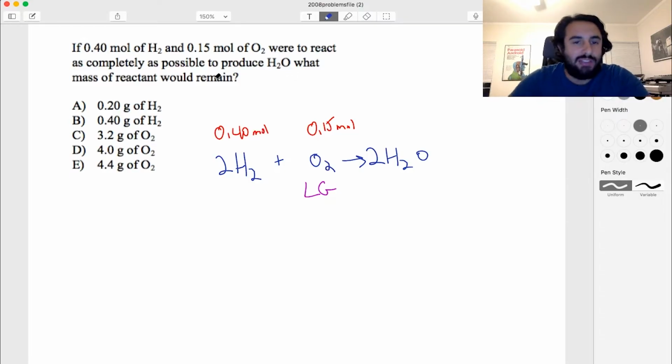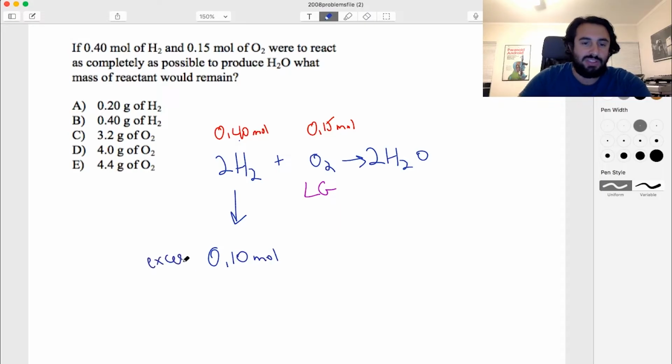So, what mass of reactant would remain? No oxygen, because that's the limiting reagent, so it goes to completion. But if 0.3 reacts, we start with 0.4 and use up 0.3 to react with oxygen, we're going to be left with 0.1 moles. This is the excess reagent, the reagent in excess, and this is the amount of excess we're left with. 0.3 react, 0.1 is left. But it asks for a mass of reactant.